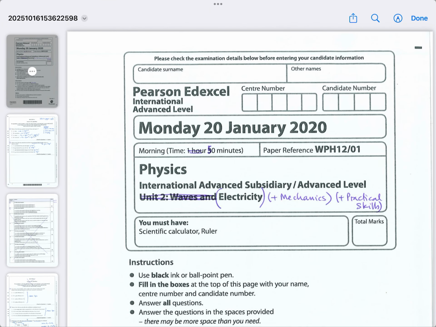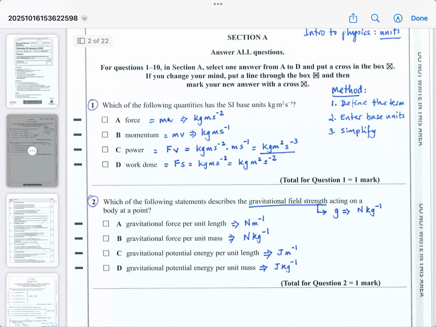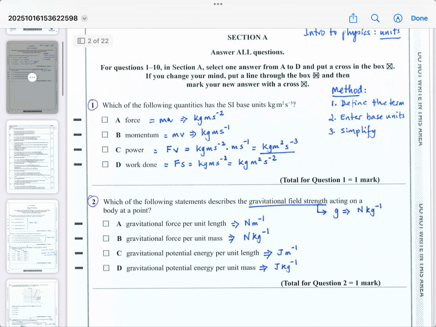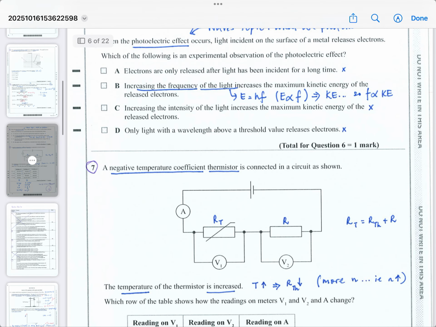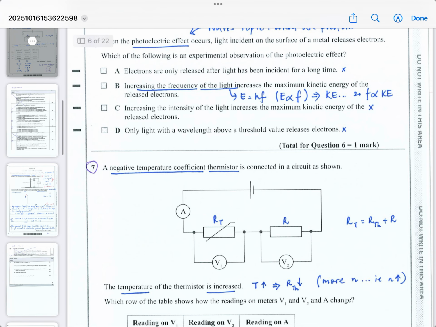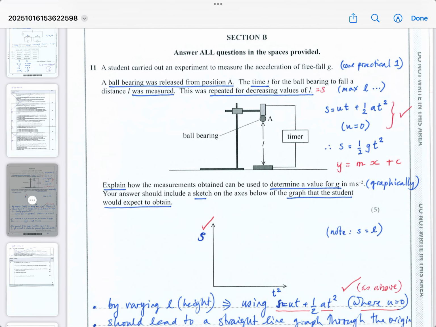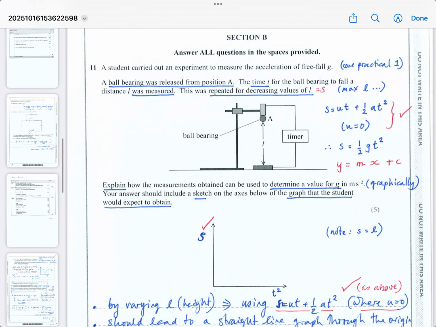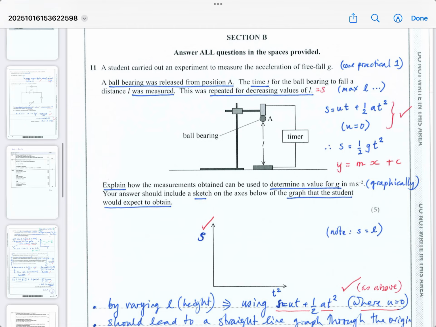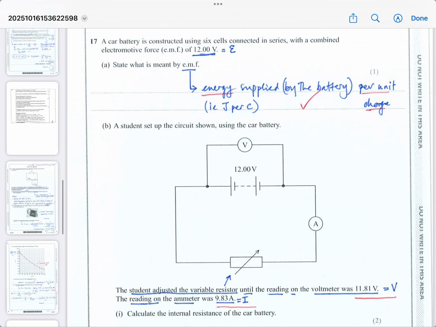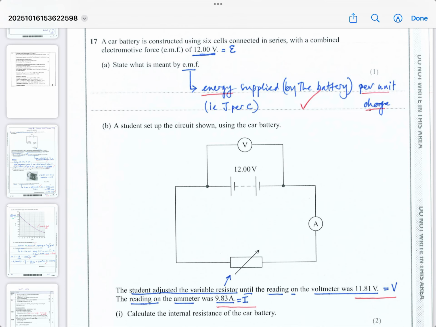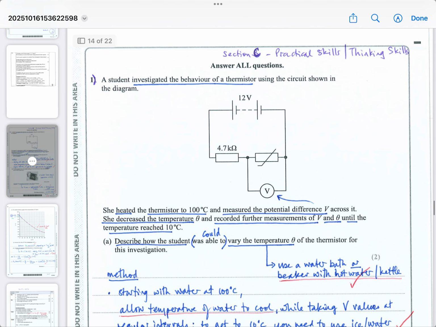Okay, this is part 3 of this run through. In part 1, I went through some multiple choice questions, and I also went through core practical 1, which was this question. In part 2, I went through core practical 3, which was on internal resistance. And now I'm going to go through some slightly different questions, which I've called Section C.